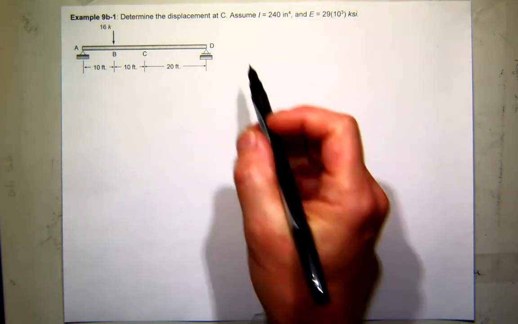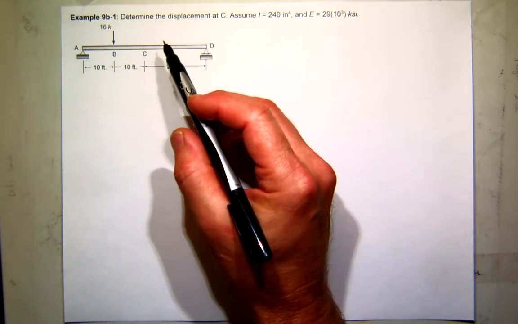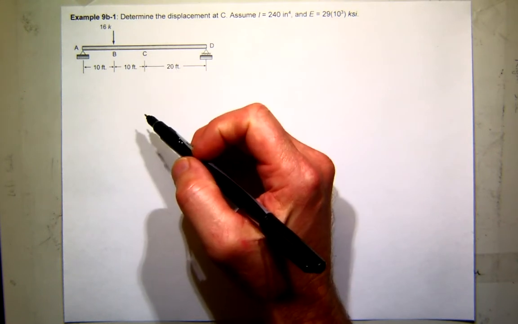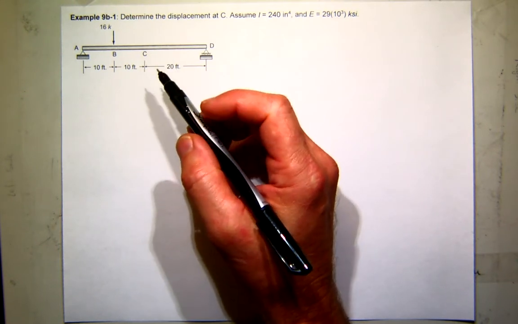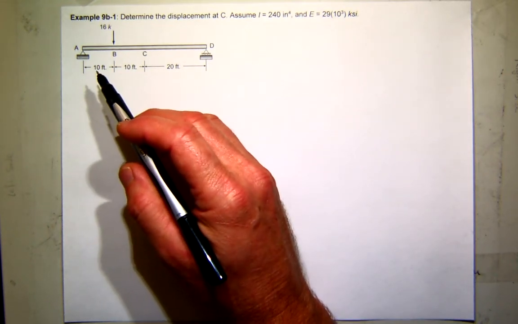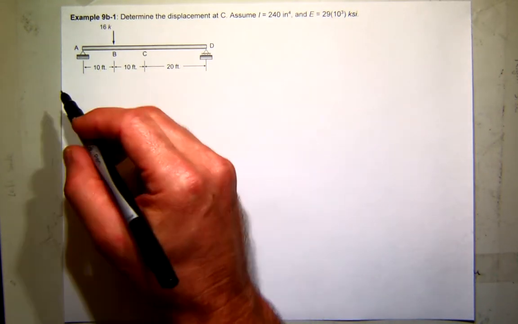Okay, so we've got a problem here that we're going to look at today. We want to find the displacement at C in the middle of this beam. Now we could do it a couple of different ways. The techniques that we've talked about so far, we could use direct integration. So if we were to use direct integration, how do we solve this problem?